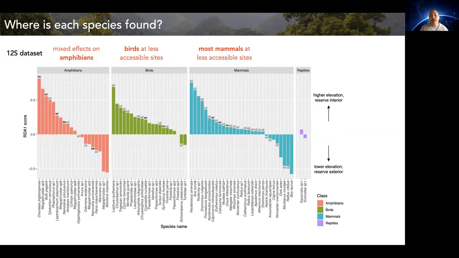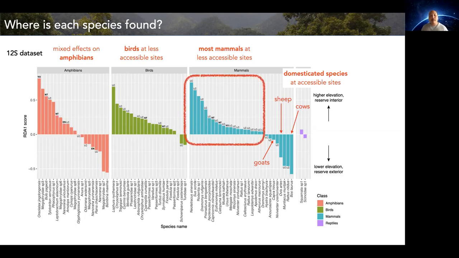We can see that, for example, there's a bunch of mammal species that are found towards the outside of the park, and that includes 3 domesticated species that people bring in to forage on the edge of the park. That makes sense. Most of the mammals, however, are not on the edge. They're found in the core. They have a positive PC1 value, and that makes sense. As well, most of the avifauna are found towards the core of the park. Again, that makes sense, and there is hunting of birds in these parks.